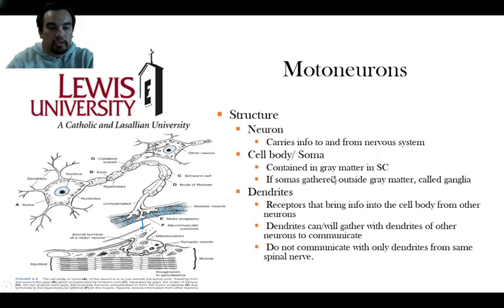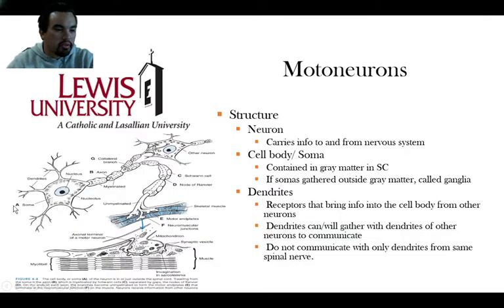If the somas are gathered outside the gray matter, we call those the ganglia. This is where you can get some of these ganglion cysts as well, because these ganglia bunch into a bundle outside of that. I think we talk about that later.